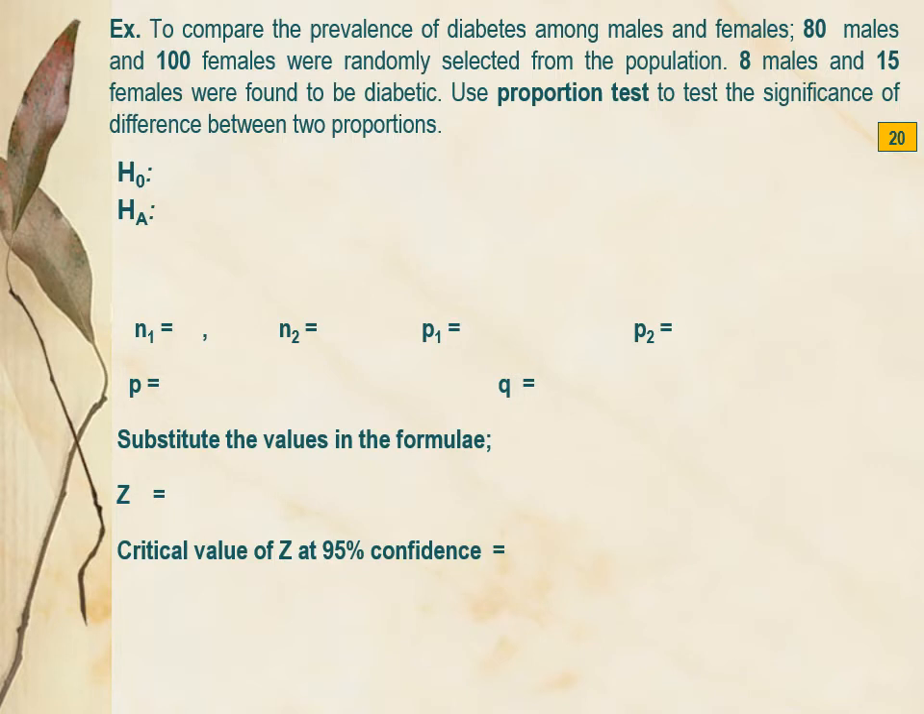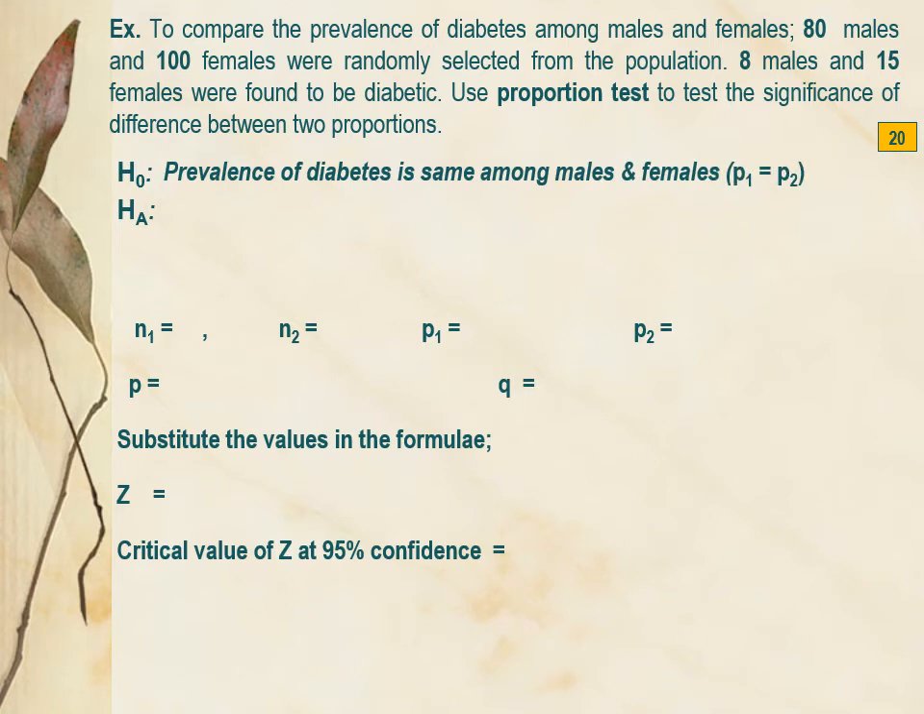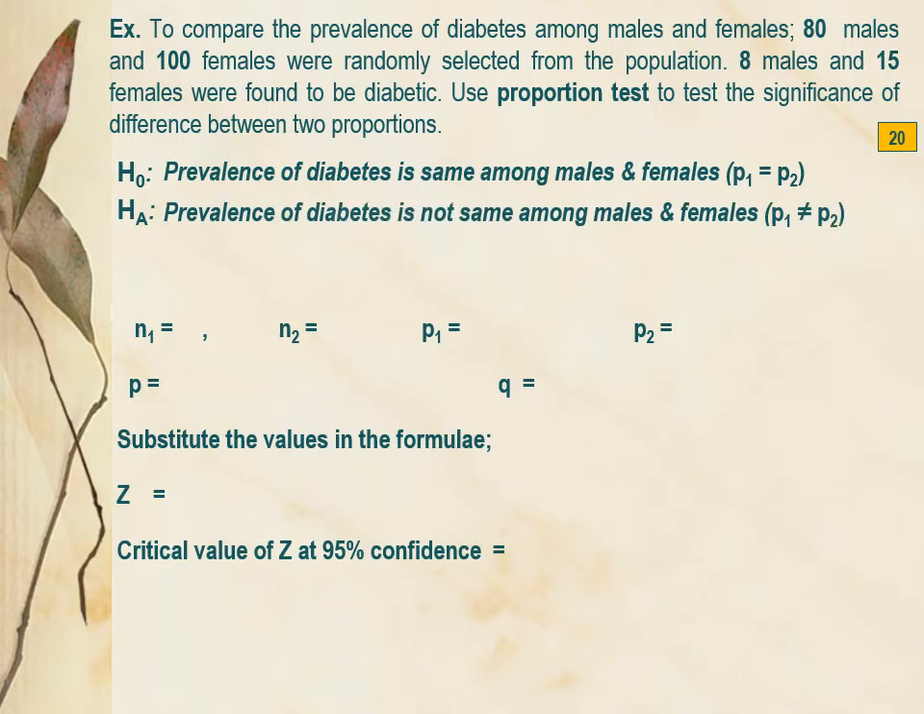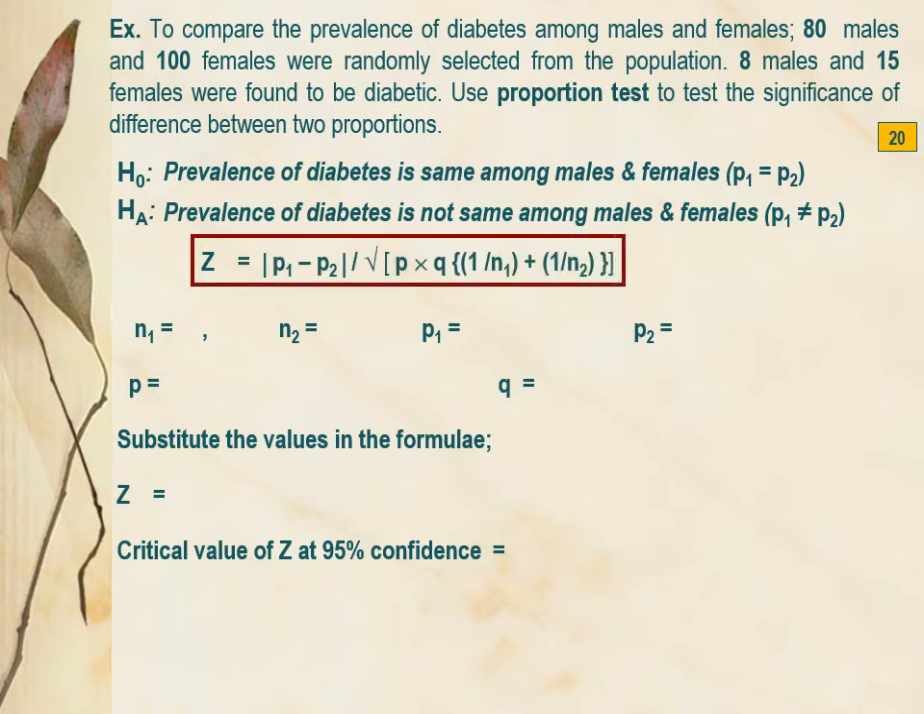The first step would be writing the null hypothesis, always of no difference or no association, meaning the prevalence of diabetes is the same among males and females. There is no difference: P1 equal to P2. And the alternate: not the same, P1 is not equal to P2. The formulas are given to you. The formula is this. This will be given to you. Now, if you know N1, N2, P1, P2, P, Q, then you can get the value of that.